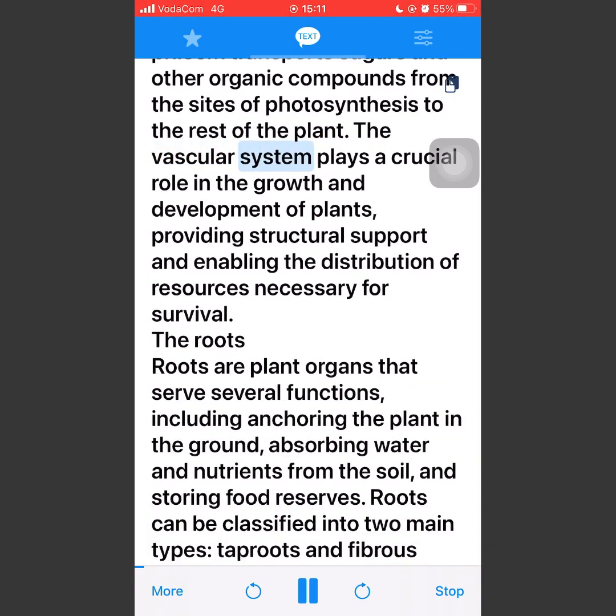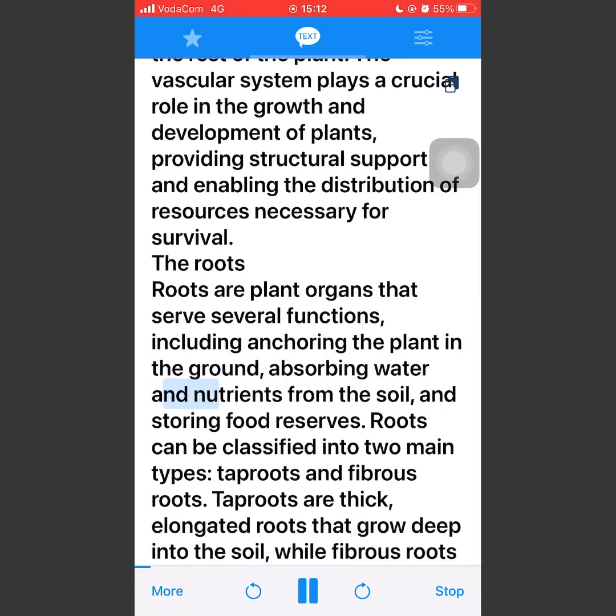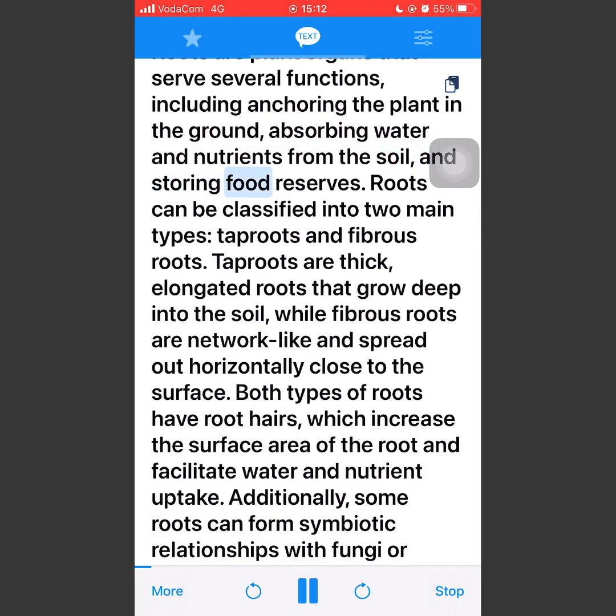The vascular system plays a crucial role in the growth and development of plants, providing structural support and enabling the distribution of resources necessary for survival. The roots. Roots are plant organs that serve several functions, including anchoring the plant in the ground, absorbing water and nutrients from the soil, and storing food reserves.